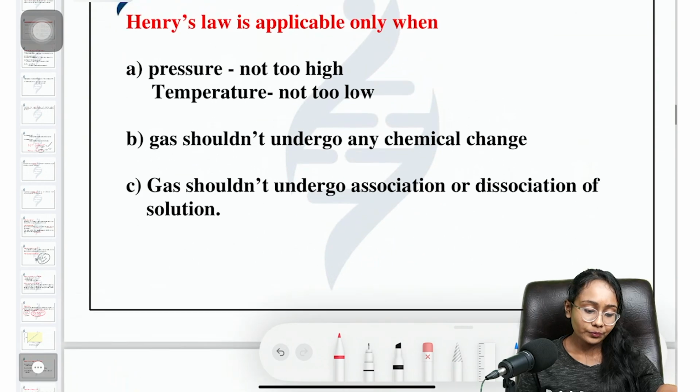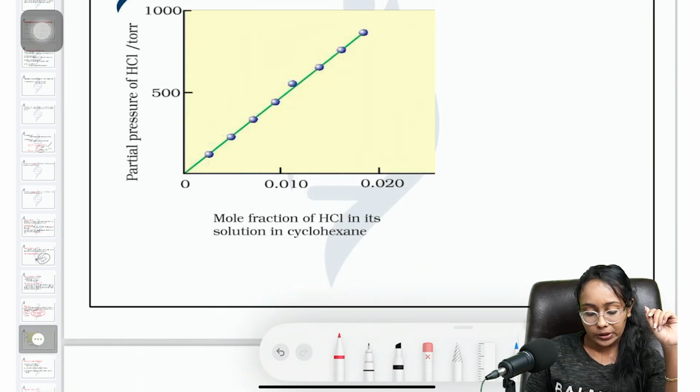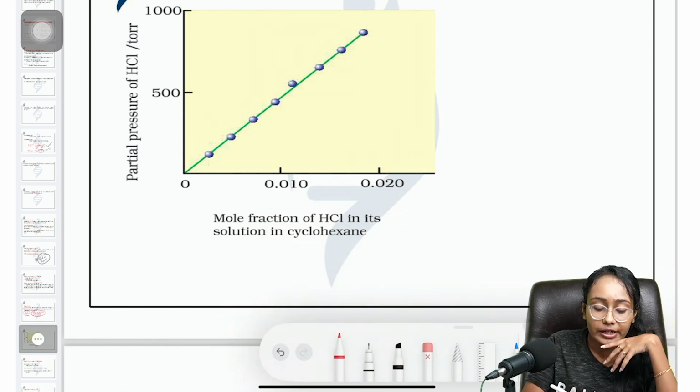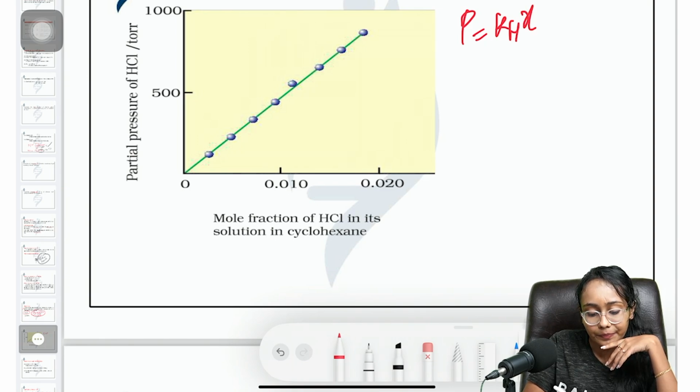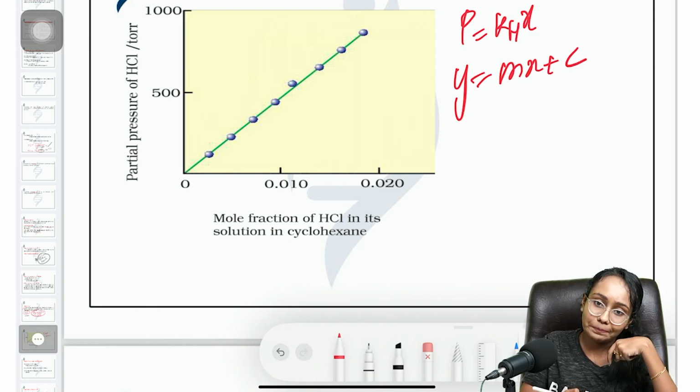Now, the graph of Henry's law. It's very, very important. So the equation of Henry's law is P equal to Kh into mole fraction. You know the equation of a straight line, right? Y equal to mx plus c. Here, in the position of c, I'm putting 0.